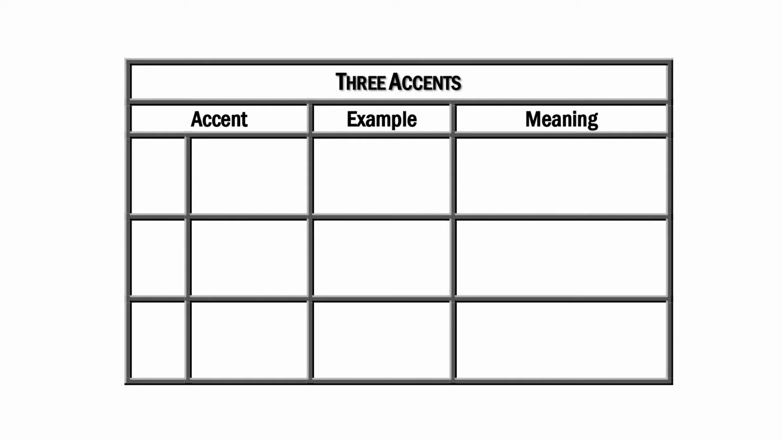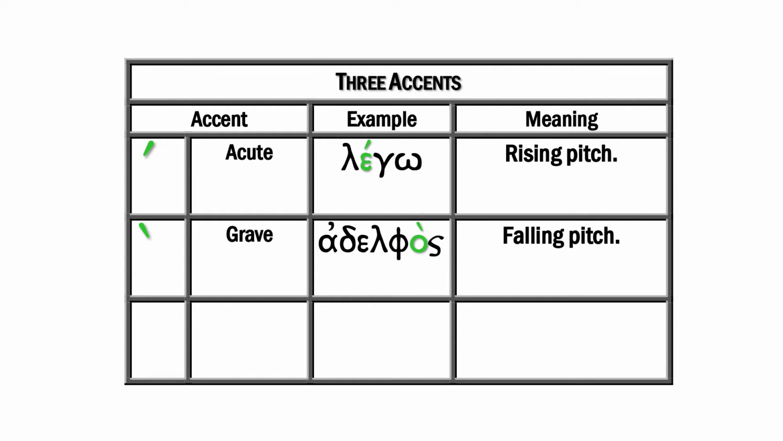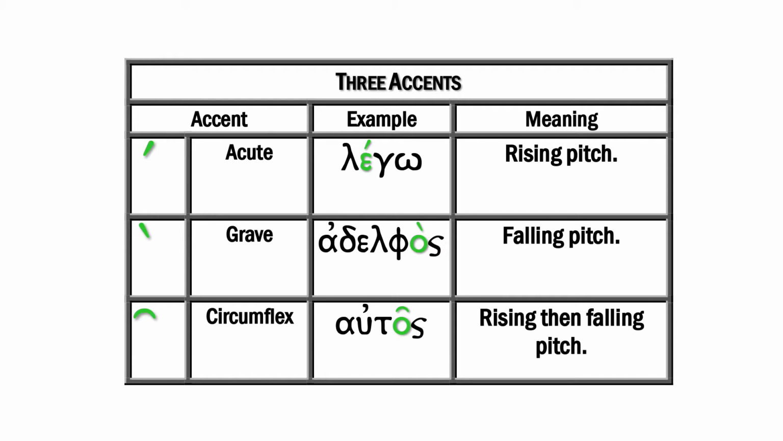There are 3 accents in KOINE Greek. The acute, which looks like a line pointing up, as in the word lego, which basically means that the pitch is rising. Then there's a grave, which looks like a line pointing down, as in the word adelphos, which has a falling pitch. And then third, there's the circumflex, as in the word autos, which is a rising and then falling pitch.